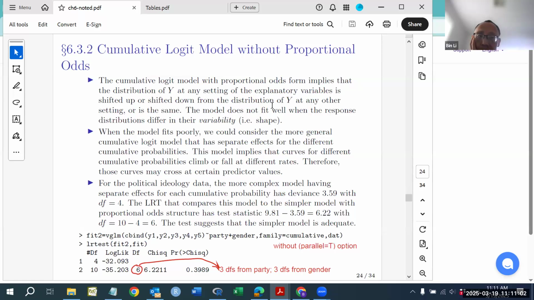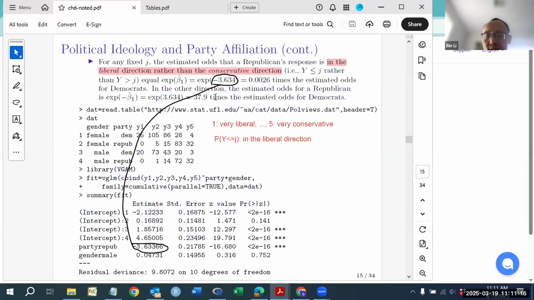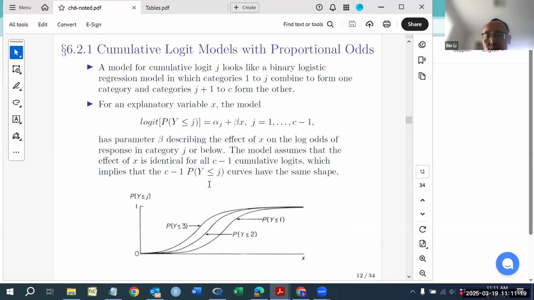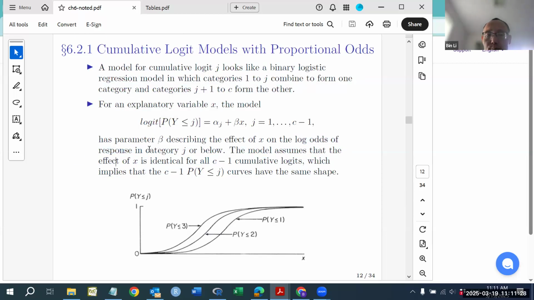For the cumulative Logit model, so far we only assume the proportional odds assumption, right? What is the proportional odds assumption? The proportional odds assumption is this: the effect of X on the log odds of response in category j or below is the same for different levels of j.